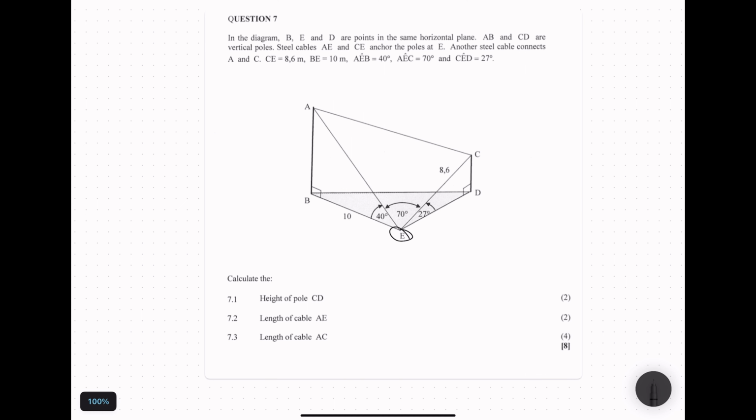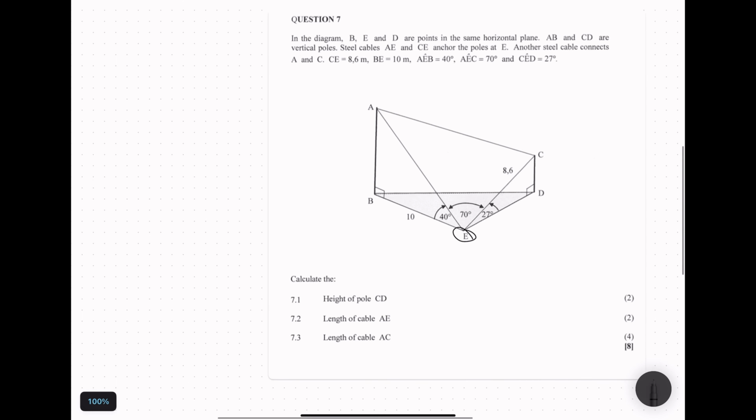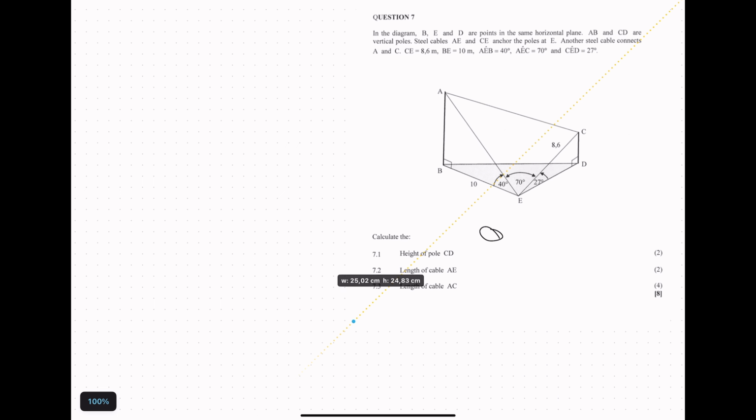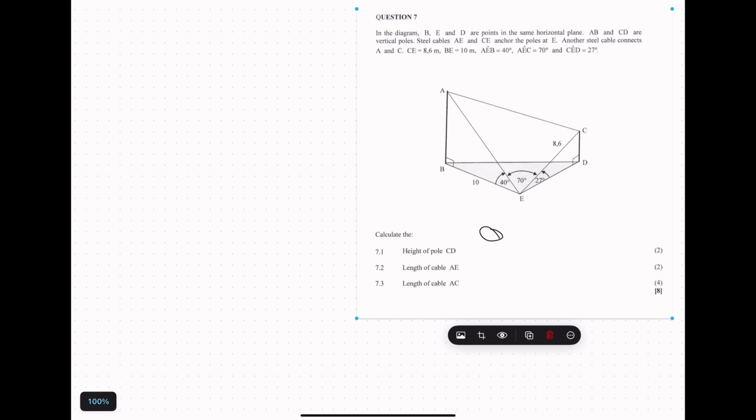We are given that CE is equal to 8.6 meters, BE is equal to 10 meters, angle AEB is equal to 40 degrees, angle AEC is equal to 70 degrees, and angle CED is equal to 27 degrees, right? So that is the information we are given. So now to solve the question, they say calculate. The first question, they want us to calculate the height of the pole CD, this one.